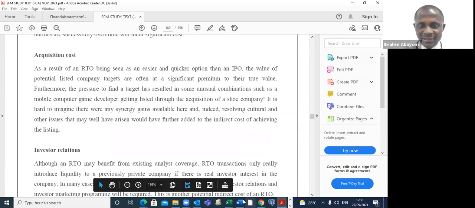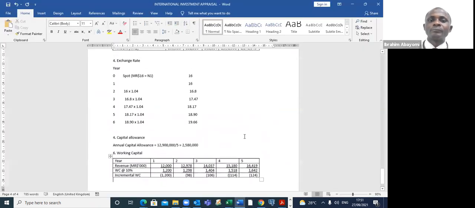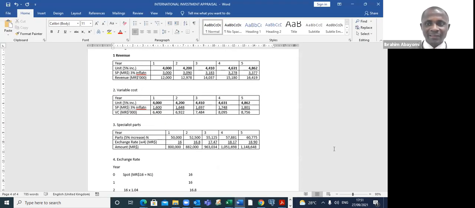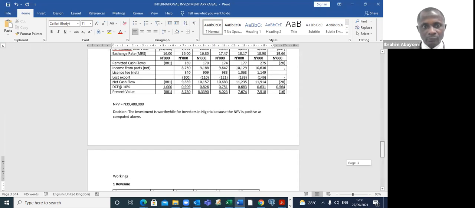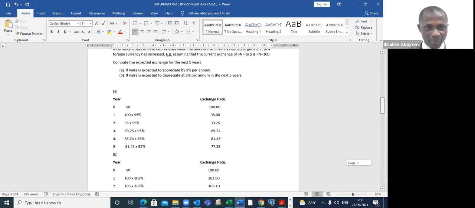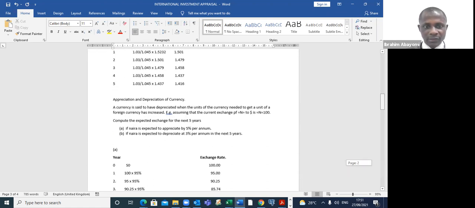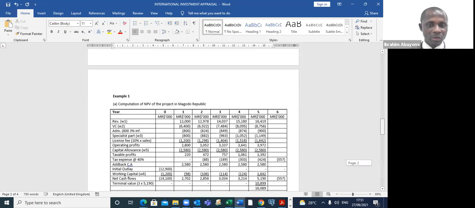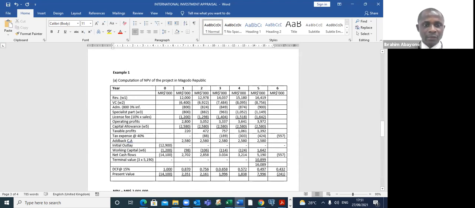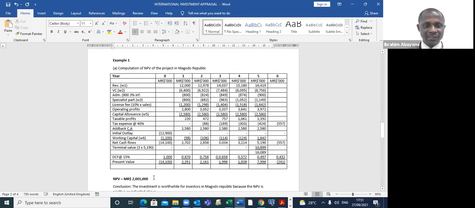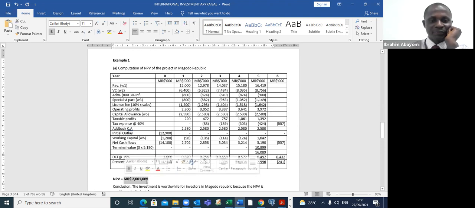Now look at what we did on Friday. Let's go to where we have that licensing fee. That is in the Magodo Republic, right? This is our NPV in Magodo Republic. Look at it. This is our NPV table, and this is our eventual NPV. And we concluded that this project should be undertaken in Magodo Republic because the NPV is positive.